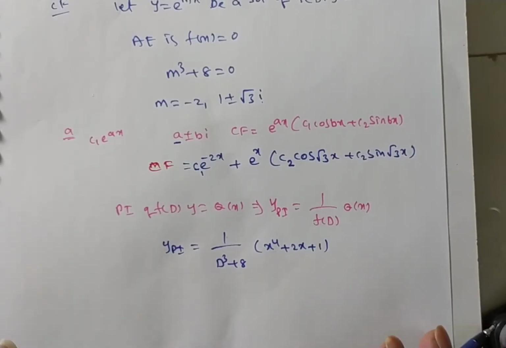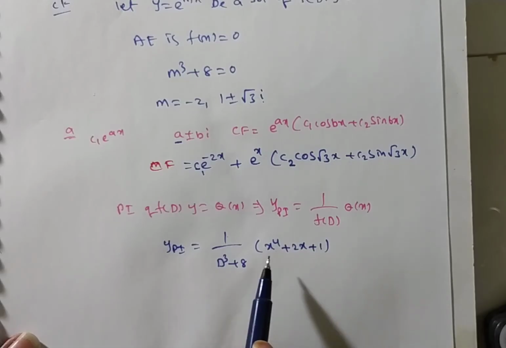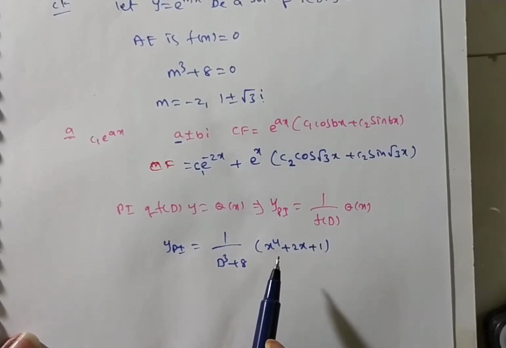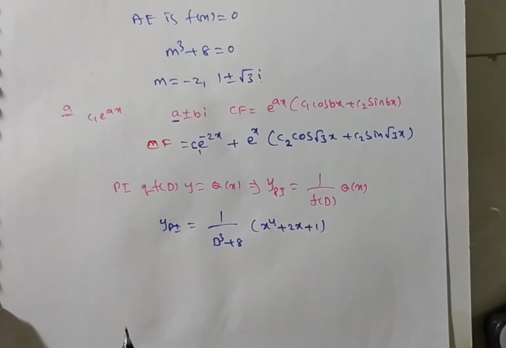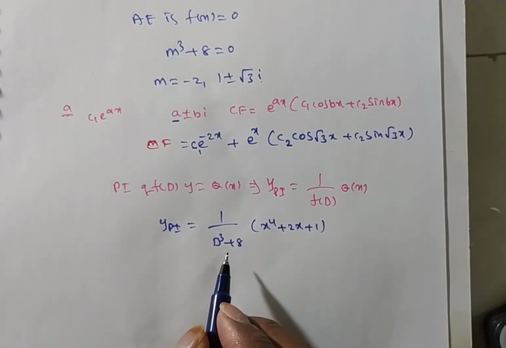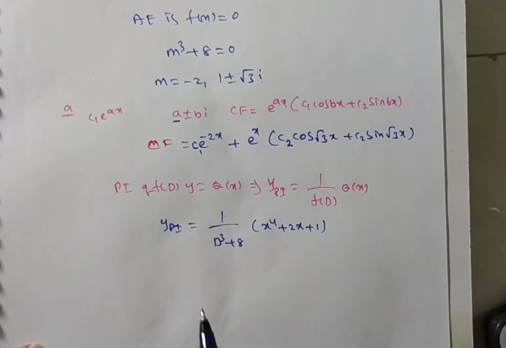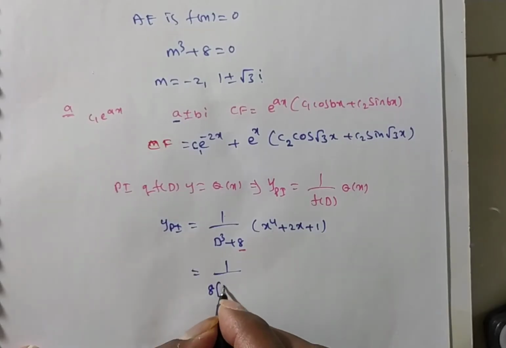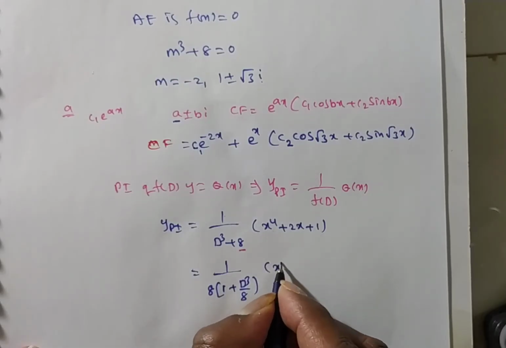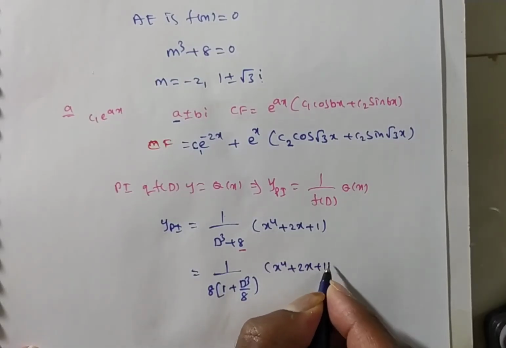Now this is in terms of x alone, x to the power of m form. So go for the shortcut method. In the shortcut method, from the f of D we have to bring out the lowest degree term. What is the lowest degree term here? 8. So bring out 8 outside. Then you will have 1 by 8, 1 plus D cube by 8, into x to the power of 4 plus 2x plus 1.